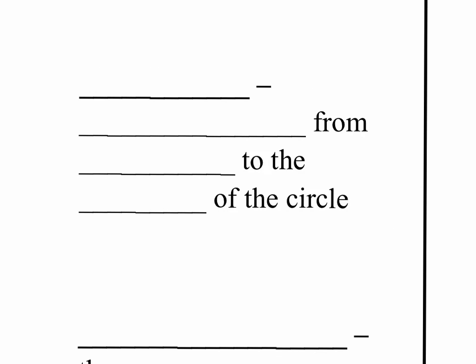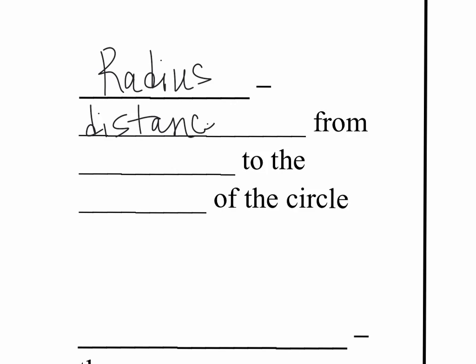The next vocabulary is radius. The radius is the distance from center to the edge of the circle. Radius is the distance from the center to the edge of the circle.